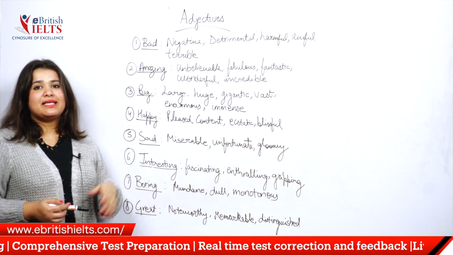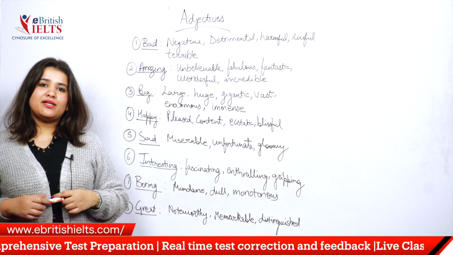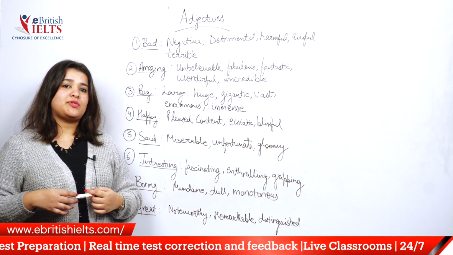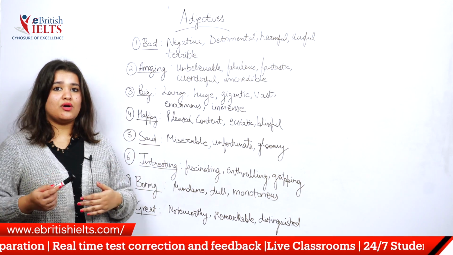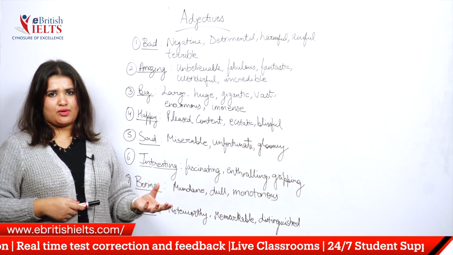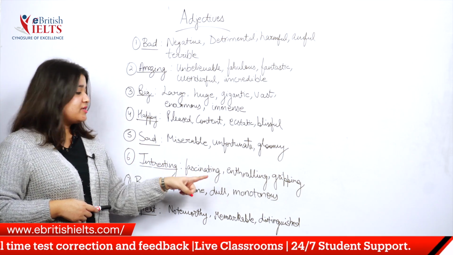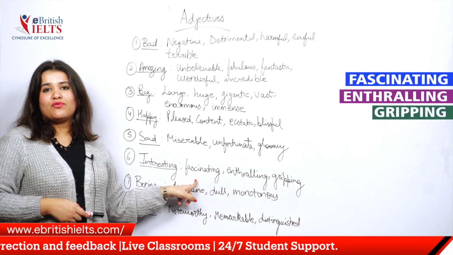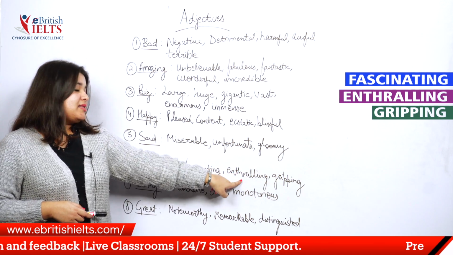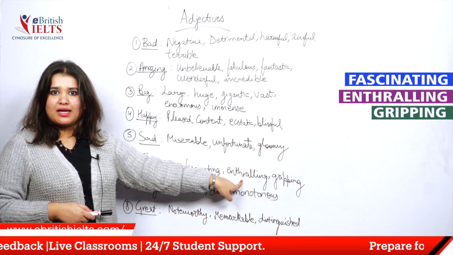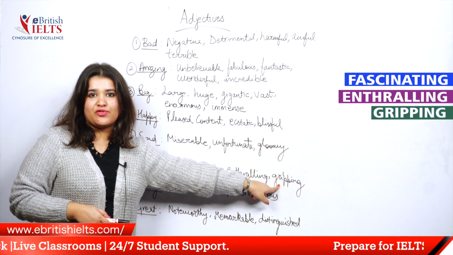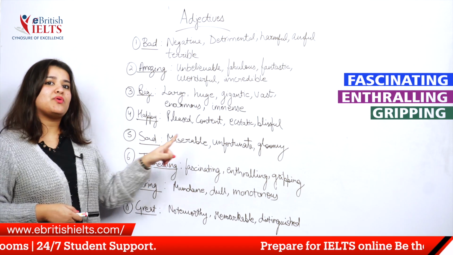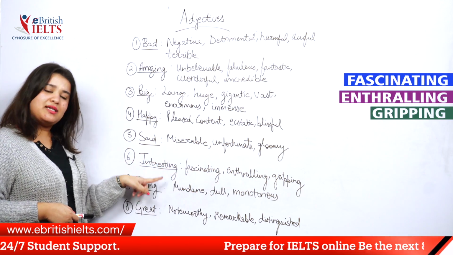Coming on to the next one is interesting. Now, interesting is something that you will need to use a lot, both in your speaking and also in your writing, especially the writing task too. You'll have to use this word a lot while describing some kind of situations or an object. So instead of interesting, you can use the word fascinating, enthralling, or gripping. The movie I saw was very fascinating. The performance of the singer was enthralling. The storyline of the book was very gripping. All these words are direct synonyms of interesting. So this is how you can use these words instead of the word interesting.